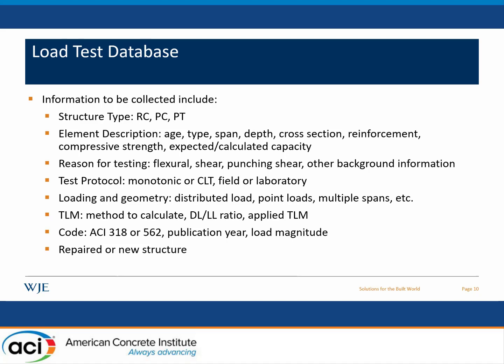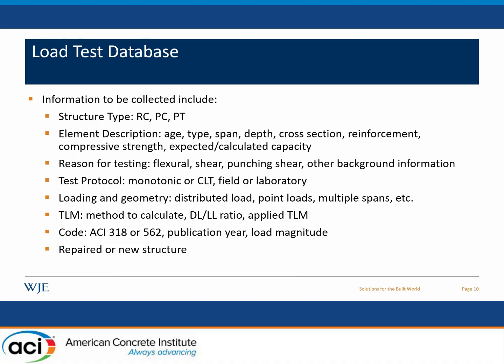We will need to know a lot of information about the element itself, so the age, the type, did you test a column or a beam or a slab. What is the span and the depth and the cross-section, the reinforcement, compressive strength, and the expected and calculated capacity. What was the reason for testing? Was it a flexure test, shear, a punching shear? Any other background information that could be shared will be helpful in that topic.